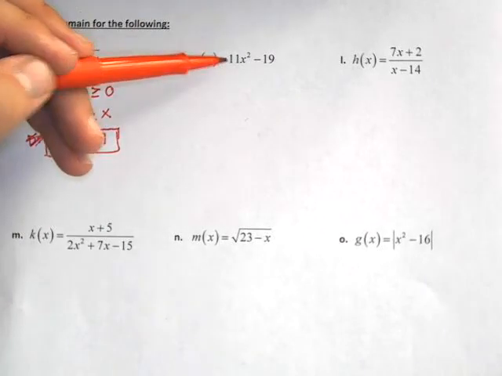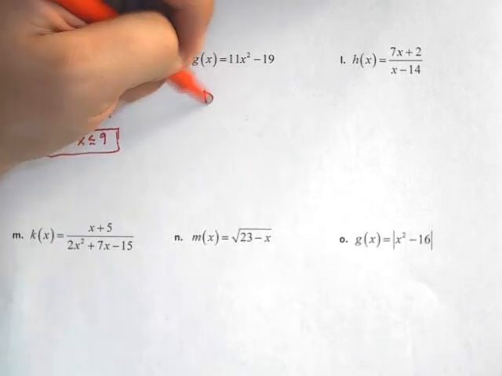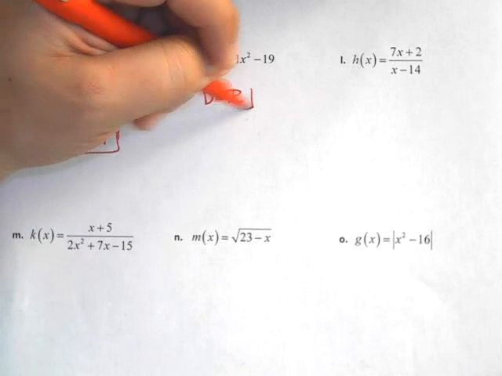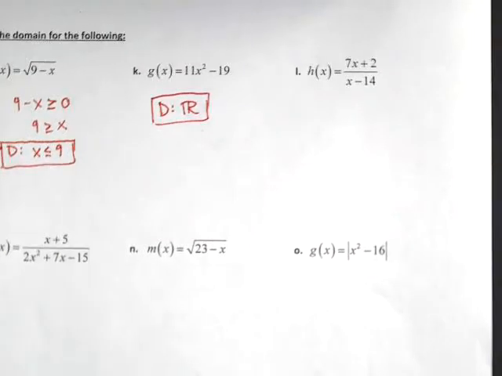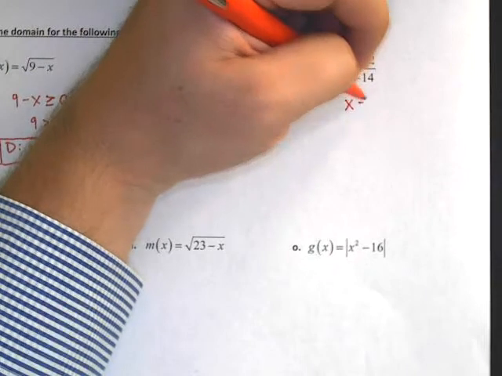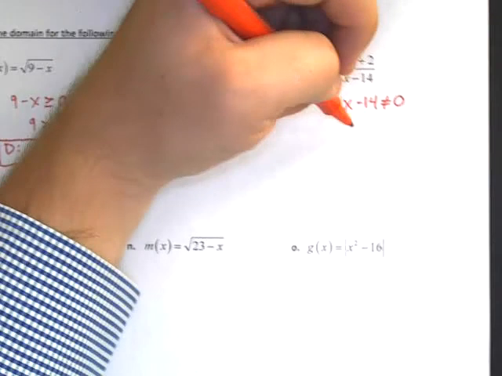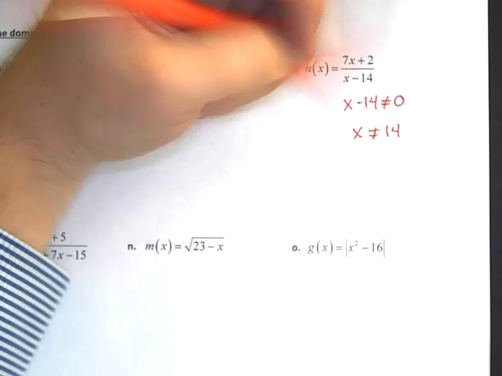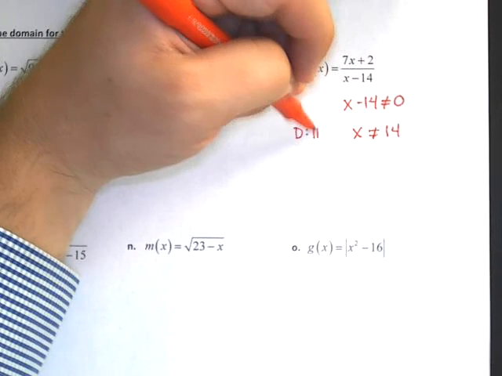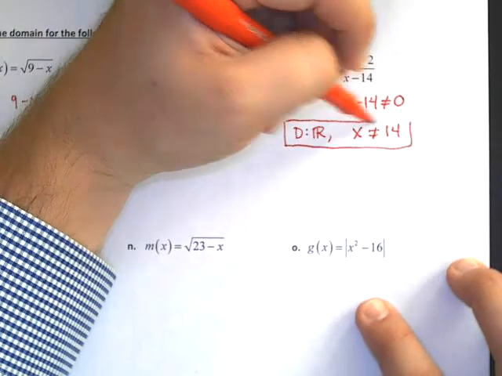We move on. We see nothing going on here. No radicals, no denominators. This is fine. We can plug in absolutely anything. There are no restrictions. We have a denominator in the next one. So we know that that expression in the denominator cannot equal 0. So x cannot be 14. And then we just say the domain is all real numbers except for x cannot be 14.